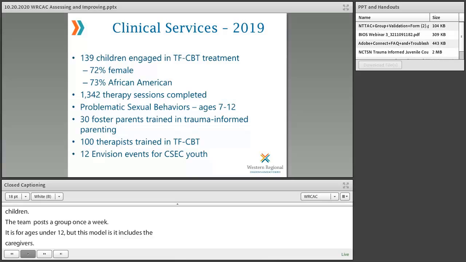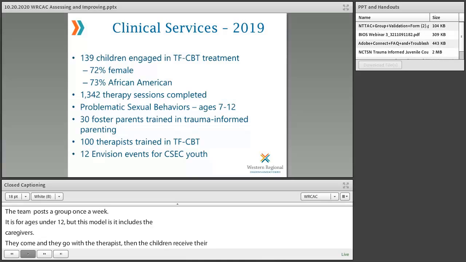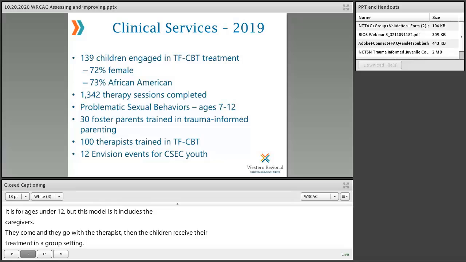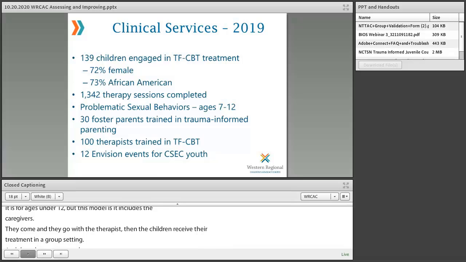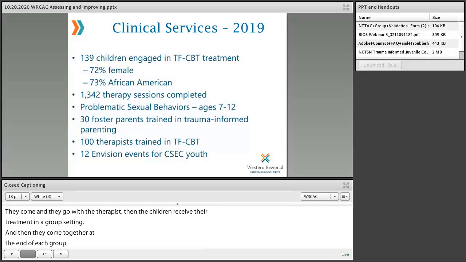of each group. So it's really involving the caregiver, which we know is really important, especially around things like problematic sexual behaviors where you need to set a lot of boundaries and there needs to be a lot of supervision. So caregivers really need to be included in this process. A lot of the evidence-based treatments that we're using, which is really critical when implementing trauma-informed practices.